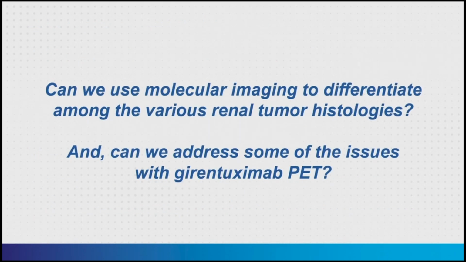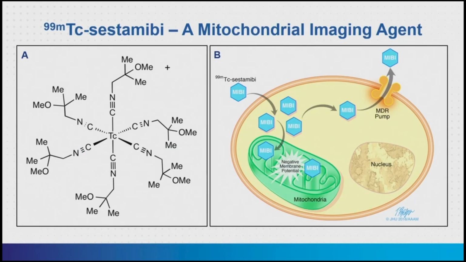So my group, formerly when I was at Hopkins with my research partner, Dr. Steve Rowe, who's now at UNC, we asked the question of, can we use molecular imaging to differentiate between these modalities? And can we do so in a way that addresses some of the issues with girentuximab? So the agent that we have focused on is technetium-99 labeled sestamibi, which is a mitochondrial imaging agent that's been in clinical use for how many decades now, Spencer, would you say? 3, I think, or 4. Yeah, it's a very old compound.